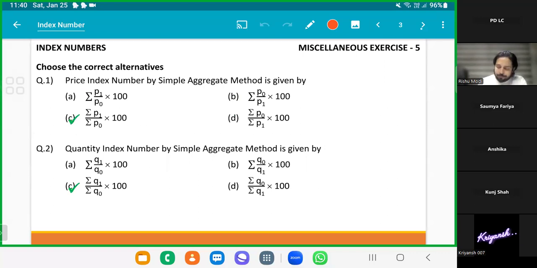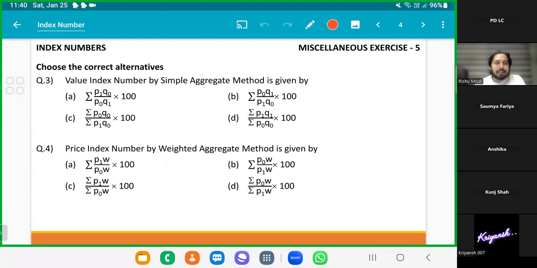Question number 3, value index number. Value is always price into quantity. So when I talk about value index number, it is price of current year into quantity of current year divided by price of base year into quantity of base year, along with the summation part. So you have summation P1 Q1 upon summation P0 Q0 into 100. Absolutely correct. What about the fourth one?